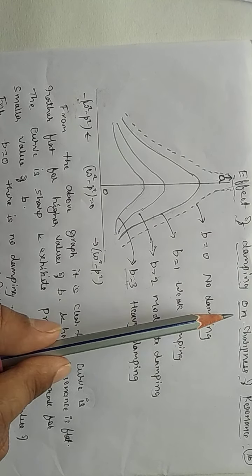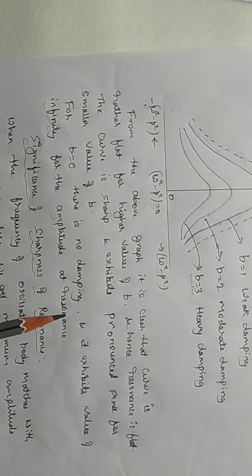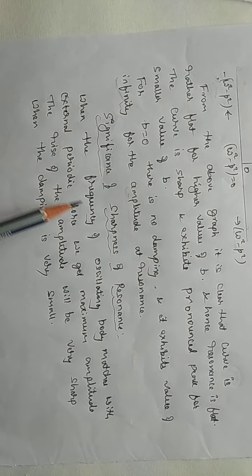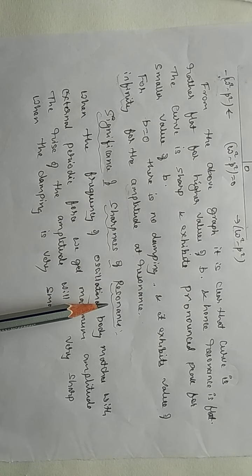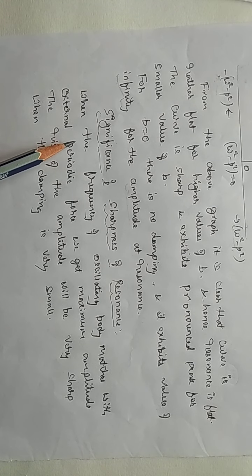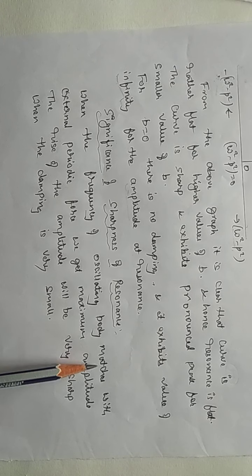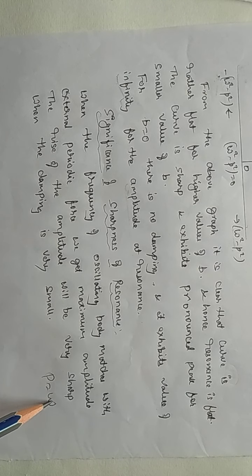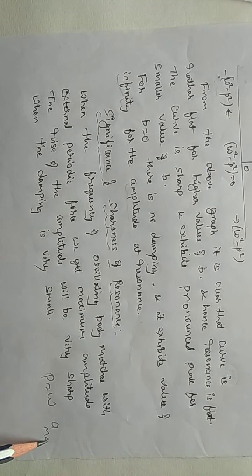That is the effect of damping on sharpness of resonance. Then what is the significance of the above? The significance of the above equation, the particular graph, is that when the frequency of the oscillating body matches the external periodic force, that is, when P is equal to omega, we get maximum amplitude. At that time, the amplitude will be maximum.